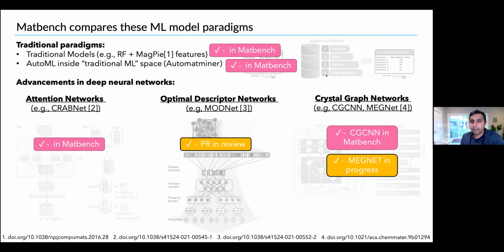Some of these are already in Matbench. So for example, there's random forest as well as the AutoMapMiner is already in Matbench. CrabNet was recently added to Matbench. ModNet has a pull request in review. So they've done the work needed to put it into Matbench, and we're just going over some minor things, and that should be there very soon, and you should see it on the leaderboard. And then finally, crystal graph neural networks, CGCNN is already in Matbench. MegNet, we did a previous test for, but then some of the data got corrupted or something. So now we're just trying to clean that up and get that also in Matbench as well.